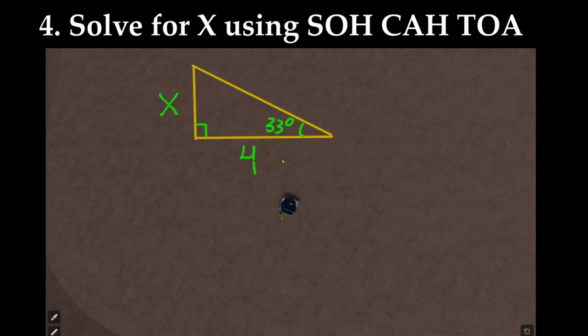So 4 is the adjacent side, and how can I figure that out so fast? Well, notice that it is right next to that 33-degree angle. It is touching that 33-degree angle, and it's not the hypotenuse because it's not opposite from the right angle. Therefore, it must be the adjacent. And then x must be the opposite side, because this is the hypotenuse over here, this is the adjacent, and that leaves O for x. And notice that x is opposite from 33 degrees, so that's another way that you know it is the opposite side.